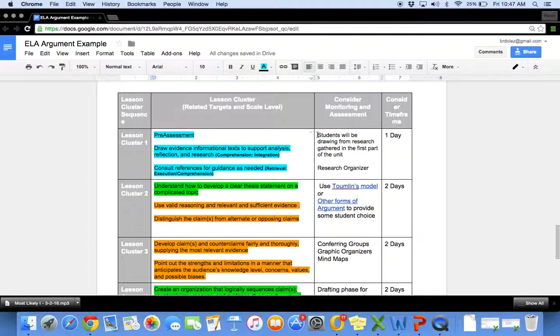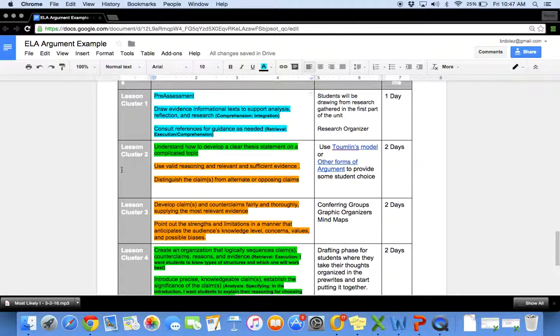I know there's a variety of different writing prompts within the district bank that we've created that I could use to assess kids. That would help me determine how much would be whole group and how much small group writers workshop instruction I would have. So here, I want them to draw on their research. I'm going to go back to their research organizer.